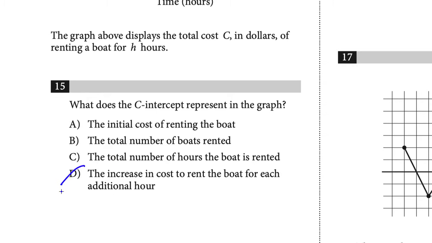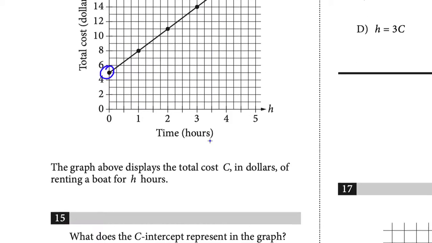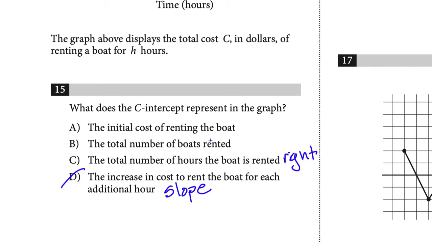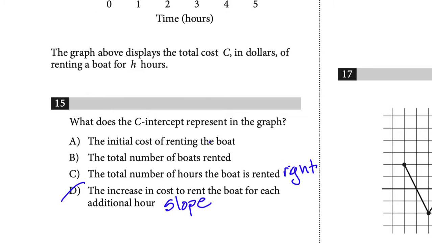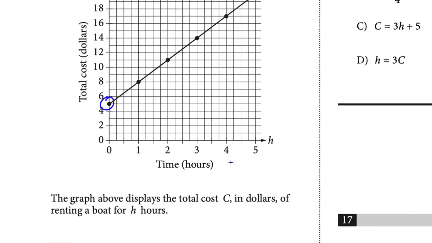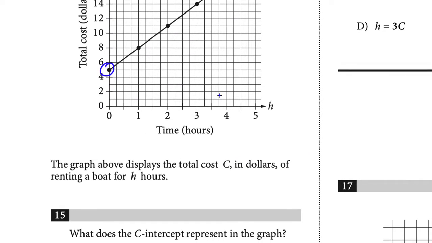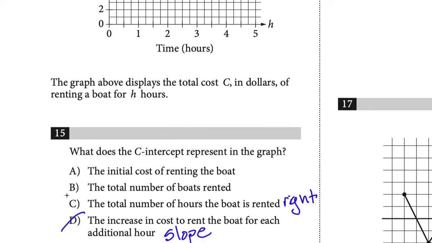The increase in cost, this is the slope. The increase in cost is your slope. The total number of hours the boat is rented is the farthest to the right. How far to the right can you go? The total number of boats rented, I don't even know how you'd calculate that unless you had more information. I don't even know how you do B.